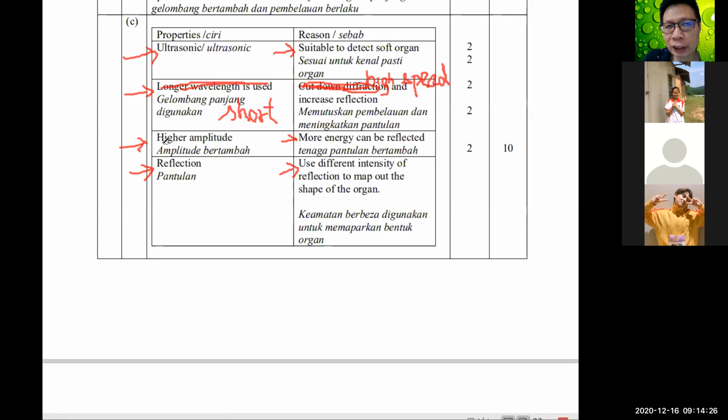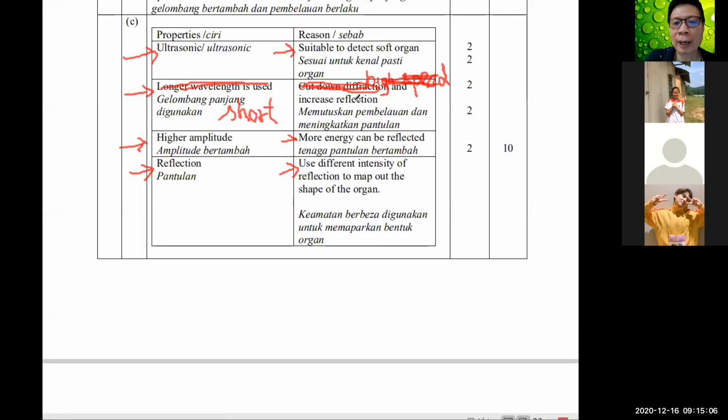When no diffraction can happen, it means the sound will hit the organ accurately and then get reflected. What we want is the sound hit the organ and reflect. If it diffracts, the sound can avoid the organ, avoid the obstacle, so no reflection can happen. I think logically it should be like this. Wavelength short. The reason is we avoid diffraction. Avoid diffraction and increase the reflection.